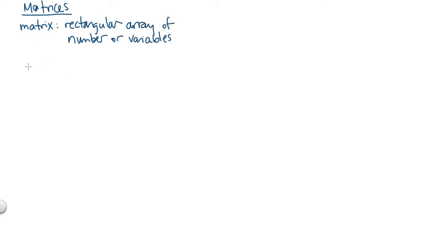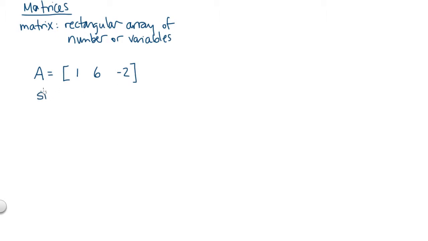In this video, we're going to take a look at matrices. A matrix is a rectangular array containing either numbers or variables. Now, matrices are usually named with a capital letter. So we could say matrix A looks like 1, 6, -2.